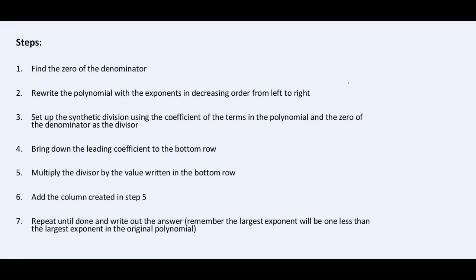Now what you want to do here is you want to first find the zero of the denominator. So that means you're going to solve the denominator, you're going to make it equal to 0 and find the value of x, or whatever variable is identified. You're going to rewrite the polynomials with the exponents in decreasing order from left to right, and we're going to pay attention to the coefficients of the terms, and then that's where we're going to start from, and I'll show you how to do that in the following examples.